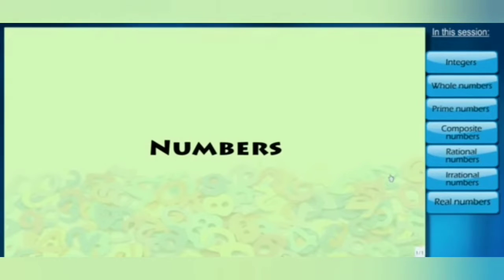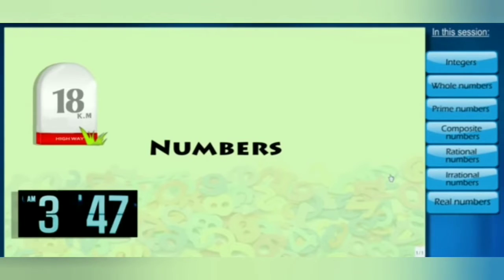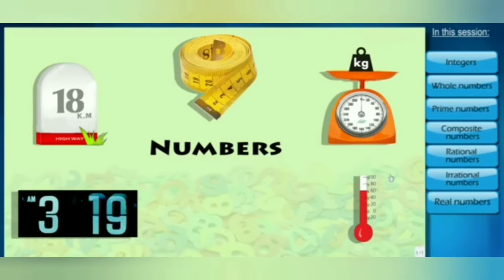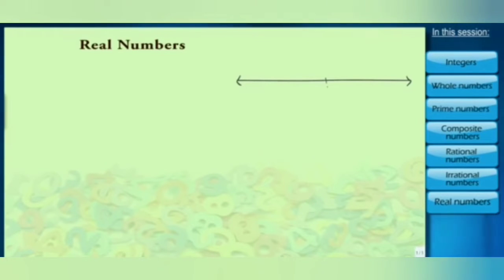In this topic, I am going to revise the numbers that we use in daily life: time, distances, length, weight and temperature. We all are using numbers. These numbers are called real numbers and they can be represented on the number line.